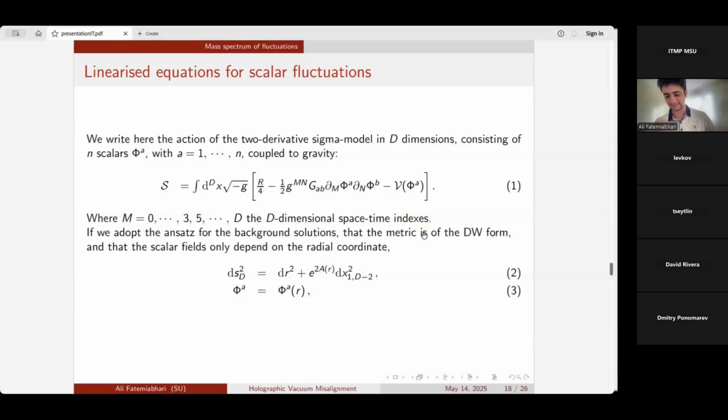So what you want to learn is what? The mass spectrum of these fluctuations, or what? Right. So what we want to achieve is that we want to have a light scalar, much lighter than the other fluctuations.